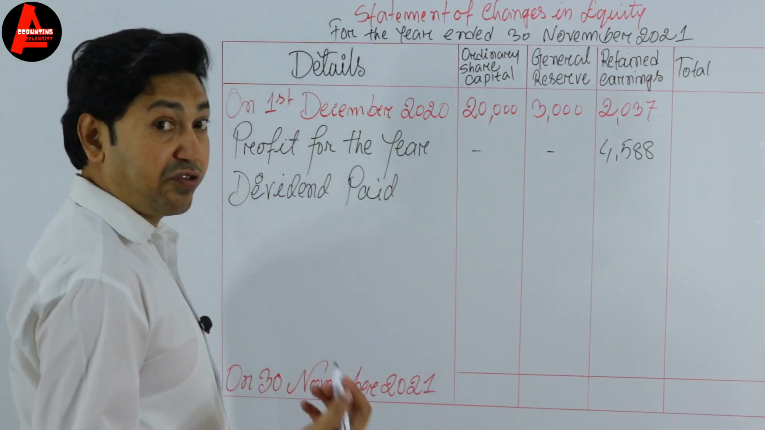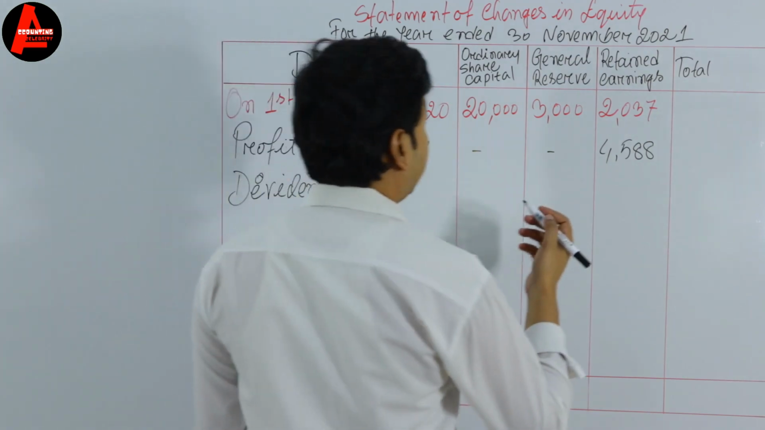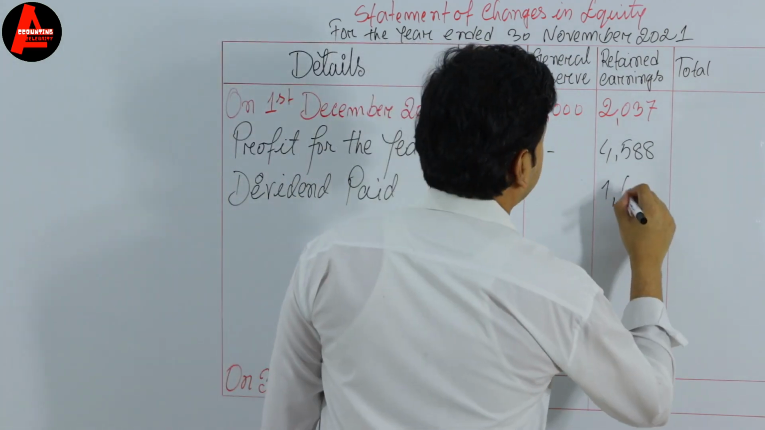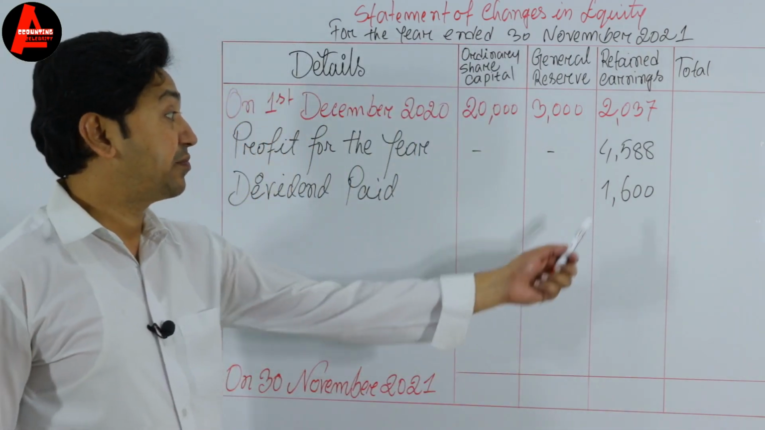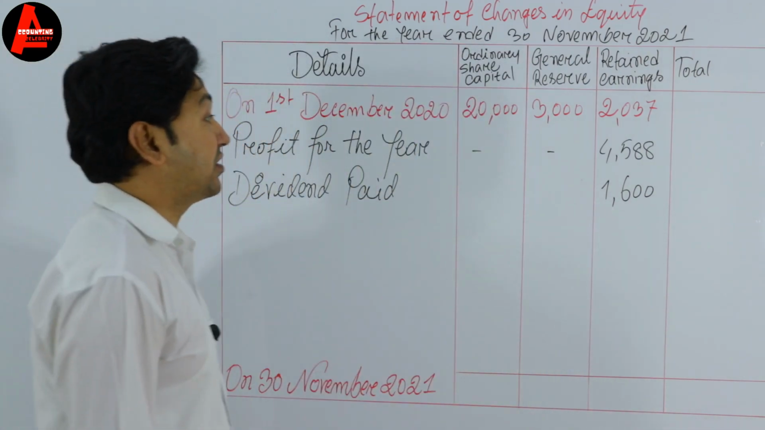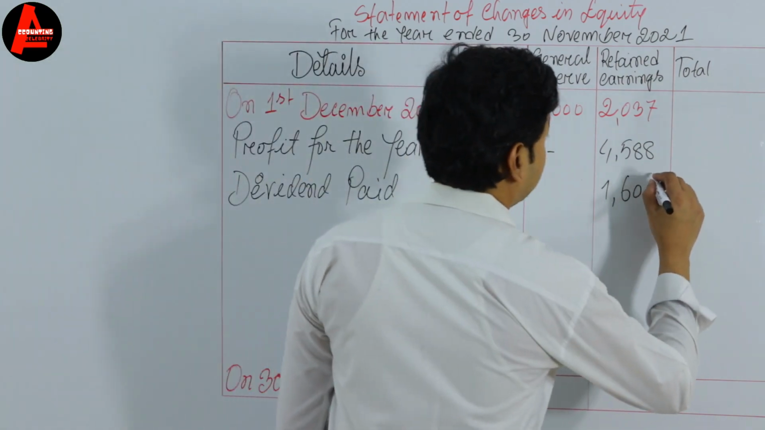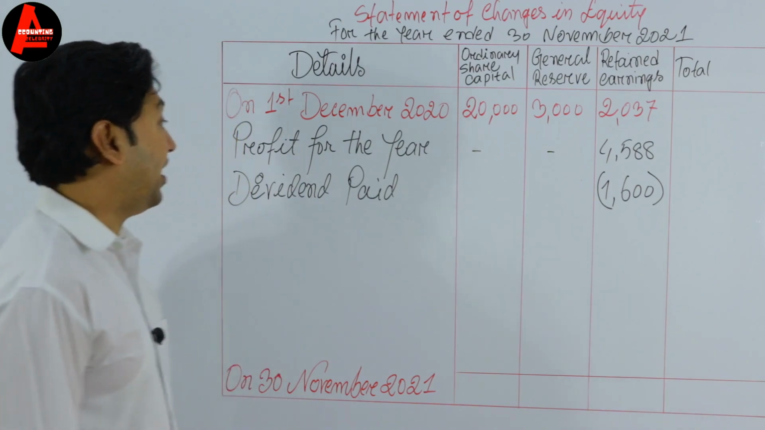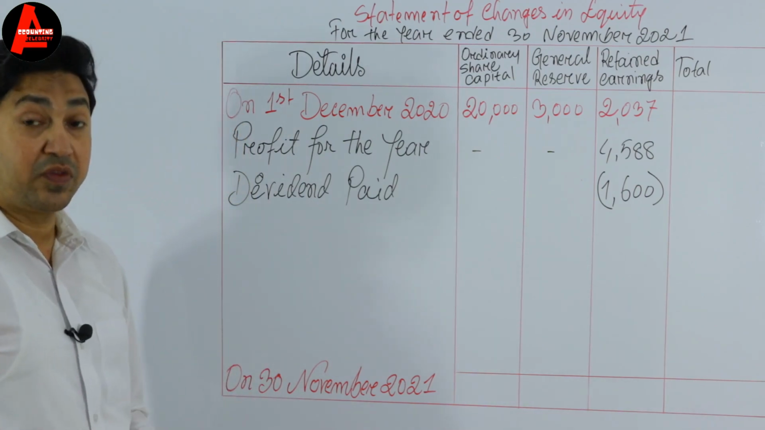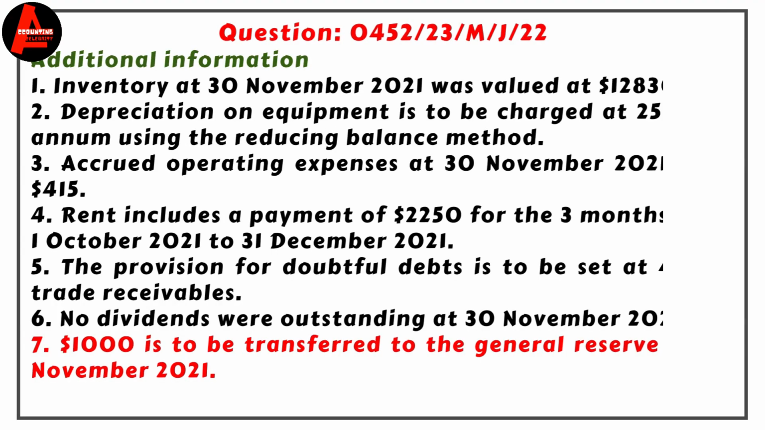Okay, so here on the question we have dividend paid $1,600. I told you it is an expense, so we will subtract this expense. Let us put a bracket here. Then here we have another item. Let us have a look at the question on the screen.